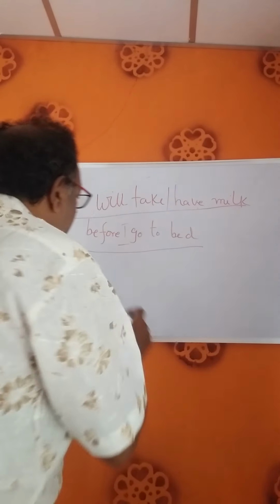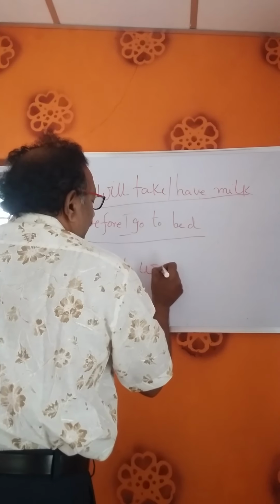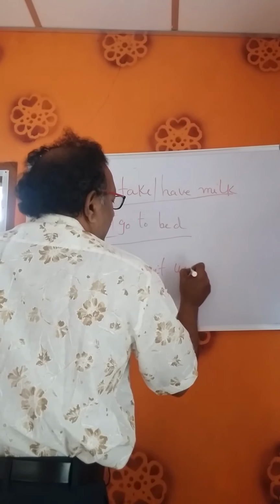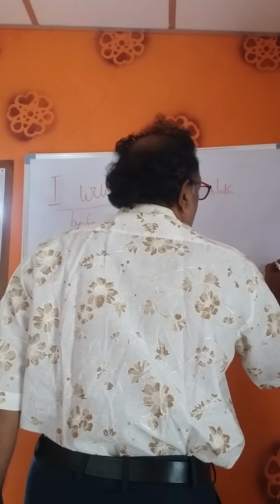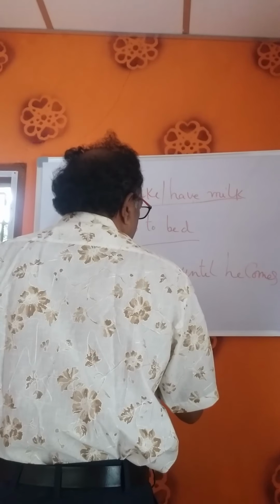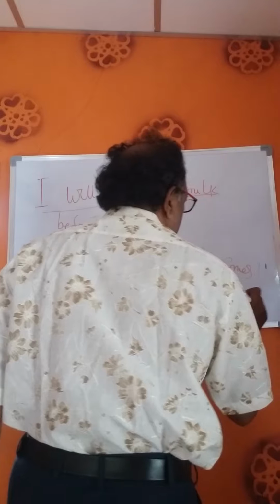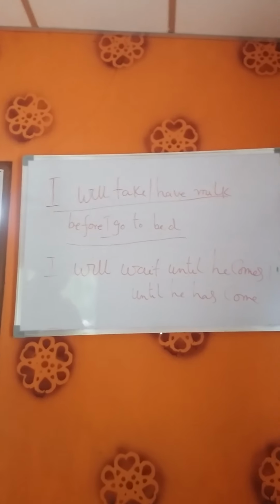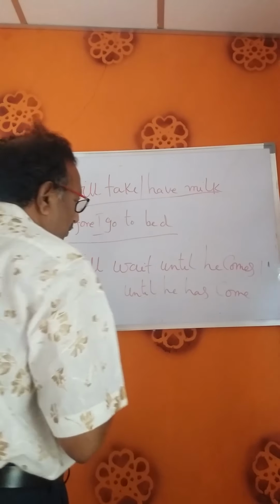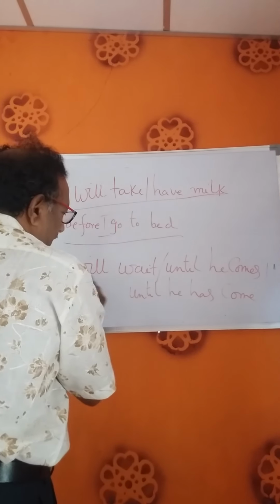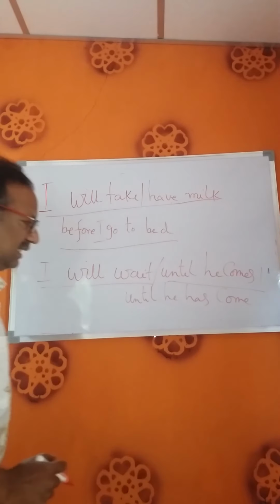Okay, I am going to write another sentence. I will wait until he comes or until he has come. Look at the board. I will wait until he comes. Here, there are two clauses. I will wait, it is future tense. Until he comes, it is a simple present tense.